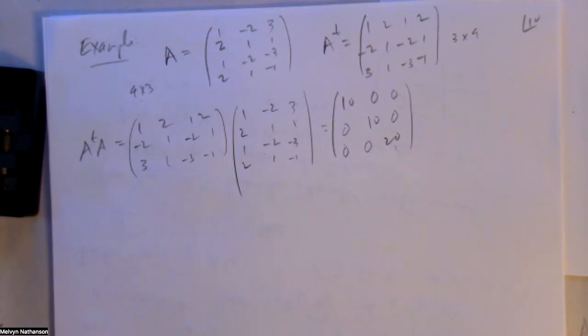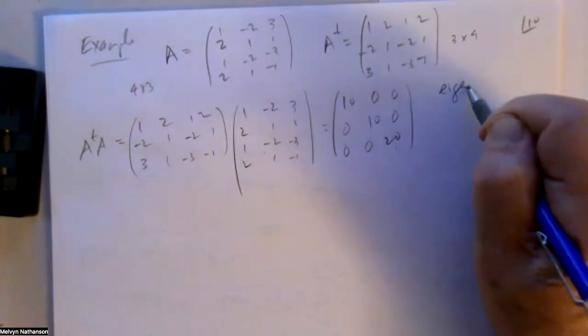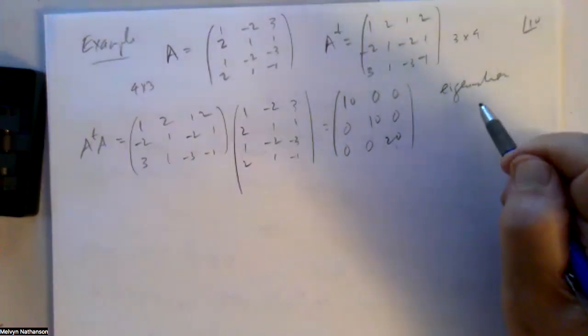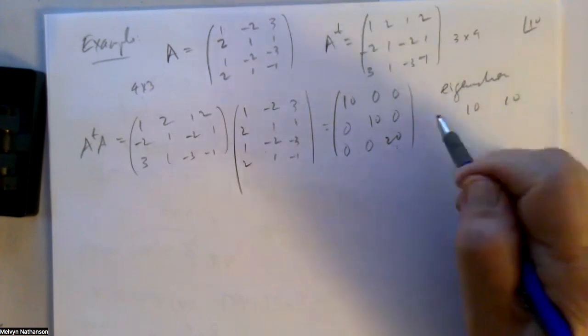And not only is it symmetric, but it's already in diagonal form. What are the eigenvalues? So you look at this matrix, the eigenvalues are 10, 10, and 20.